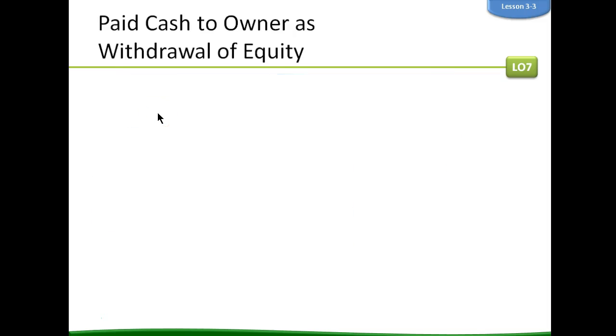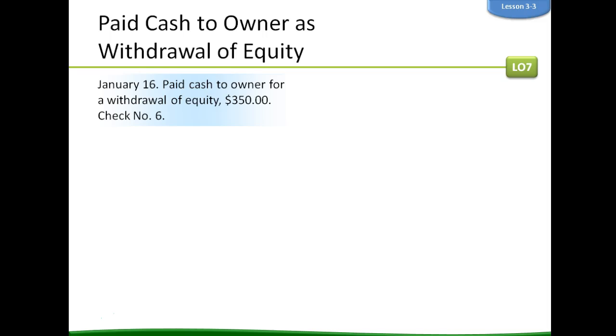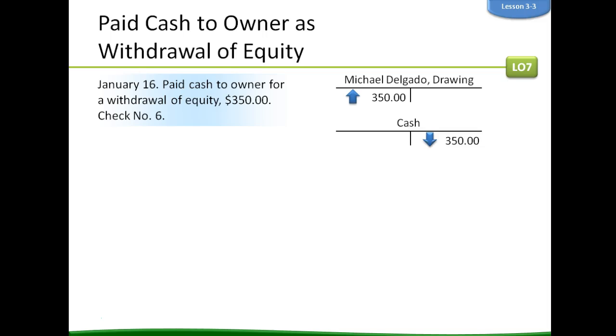Paid cash to the owner as a withdrawal of equity. So again, our owner is taking some money out of the business. We're going to, $350 is how much we're going to go ahead and journal. So Michael Delgado, the drawing account for Michael Delgado is going to increase. Our cash is decreasing.